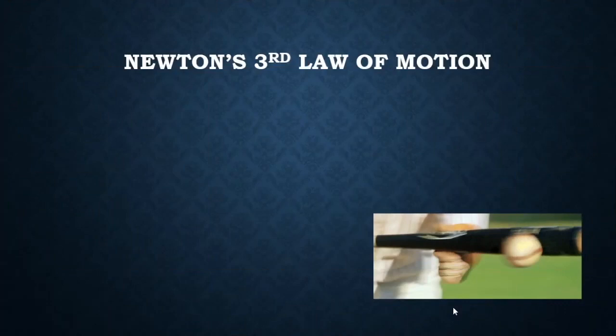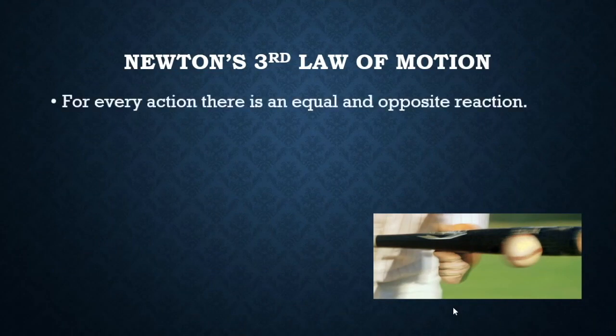Let's talk about Newton's third law of motion now. Newton's third law of motion says, for every action, there's an equal and opposite reaction. This means that every single action that is occurring, there is another action that is also occurring in the opposite direction. So when we say that there's an equal and opposite reaction, we basically mean that there are two forces taking place that are both equal to each other. One is pointed in one direction and the other is pointed in the opposite direction.